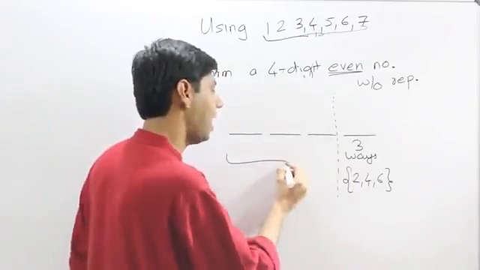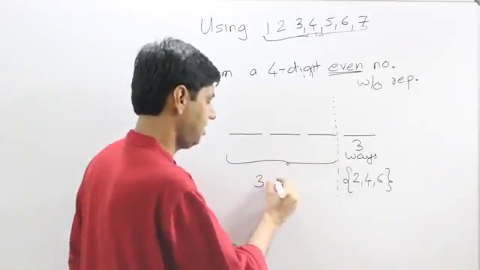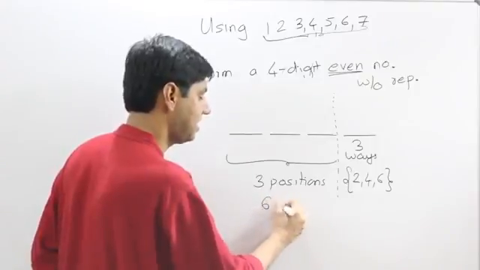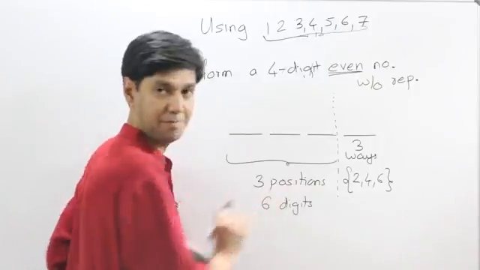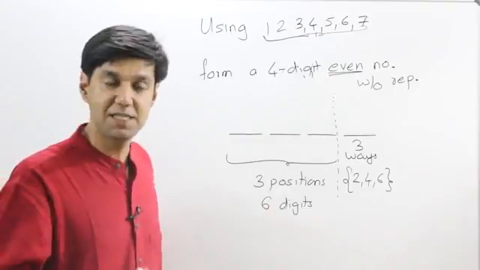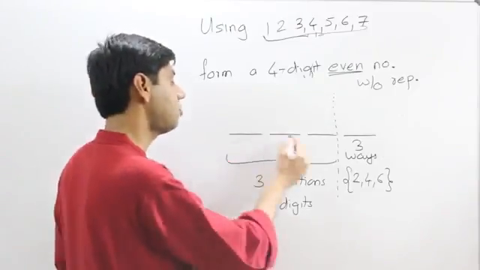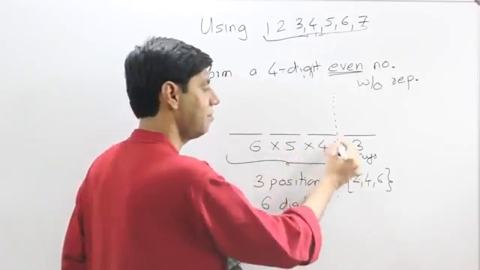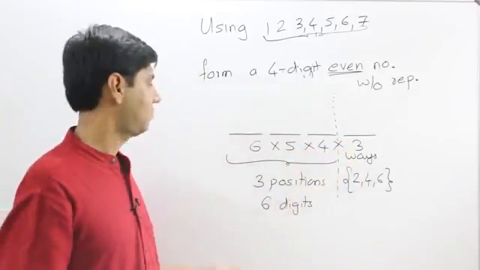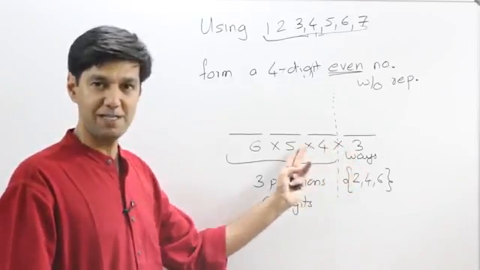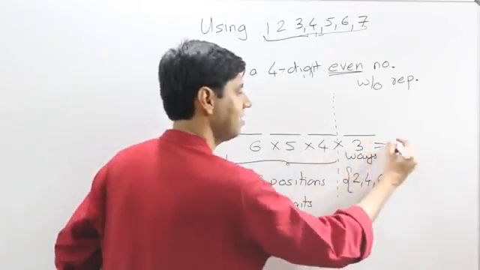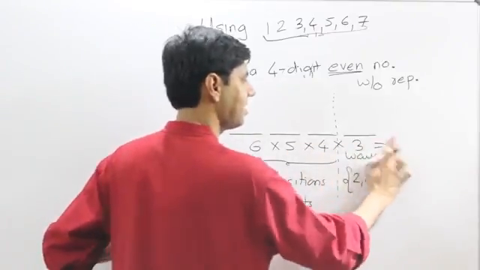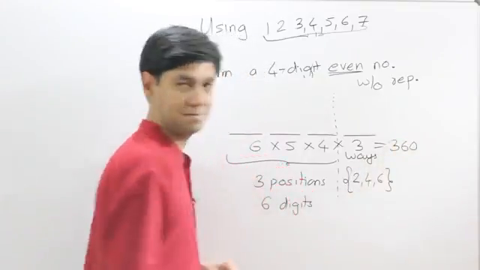Could I say now I am left with 3 positions to be filled and I am left with 6 digits? 1 digit has been used up. And so 3 positions, 6 digits is similar to the last example that we did. So you should be pretty fast over here, 6 into 5 into 4. And this would be multiplied with the 3, and the answer is going to be, let's say 3 4s are 12, 12 5s are 60, 60 into 6, 360 ways.